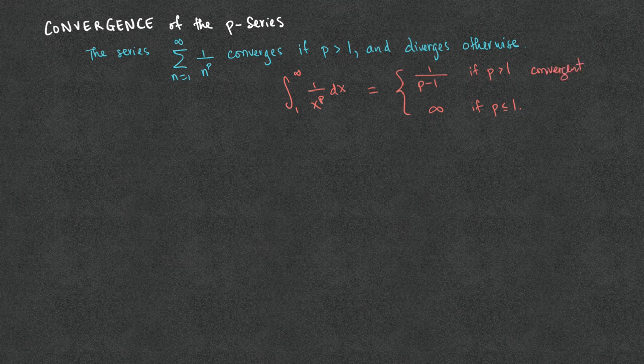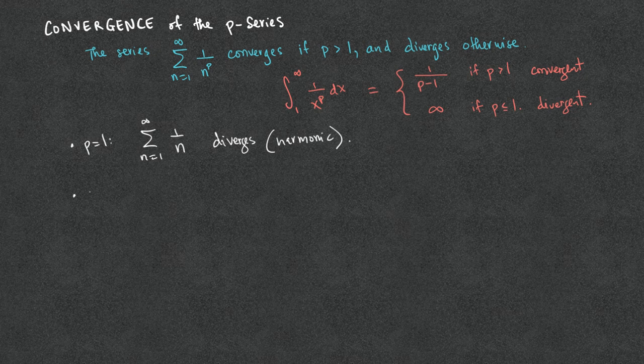is greater than 1, then the integral is 1 over p minus 1. And if p is between 0 and up to 1, then the integral is infinity, so the series diverges. The case where p equals 1 is already taken care of. This is the harmonic series, so it diverges.